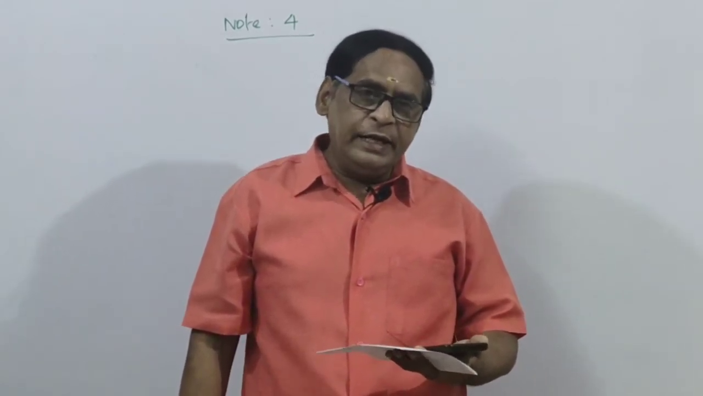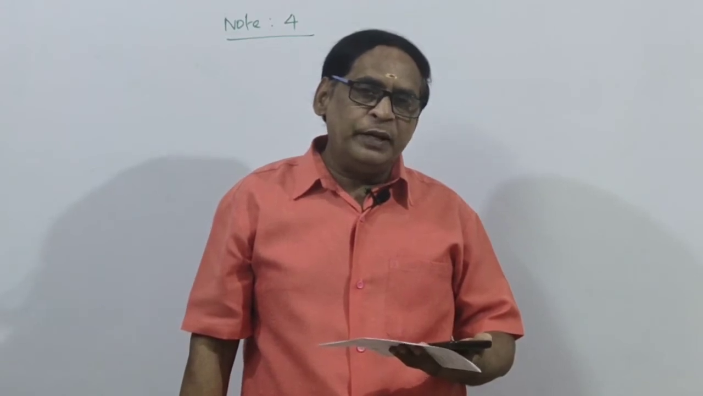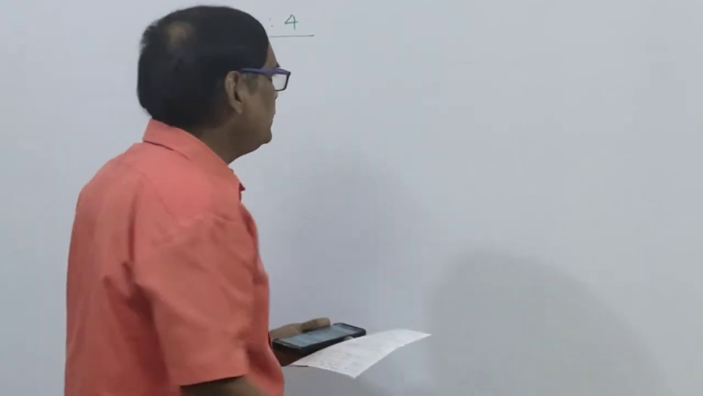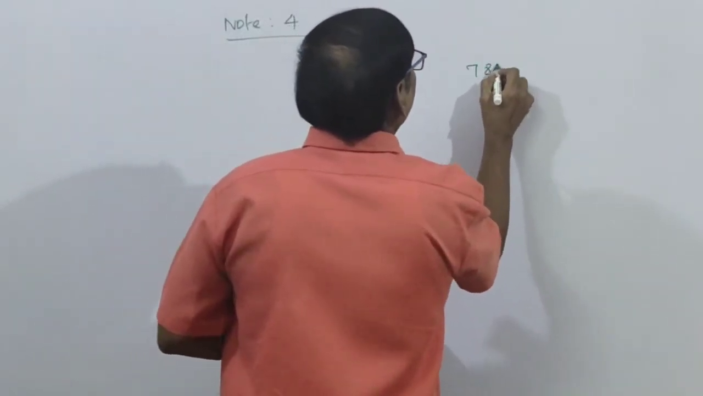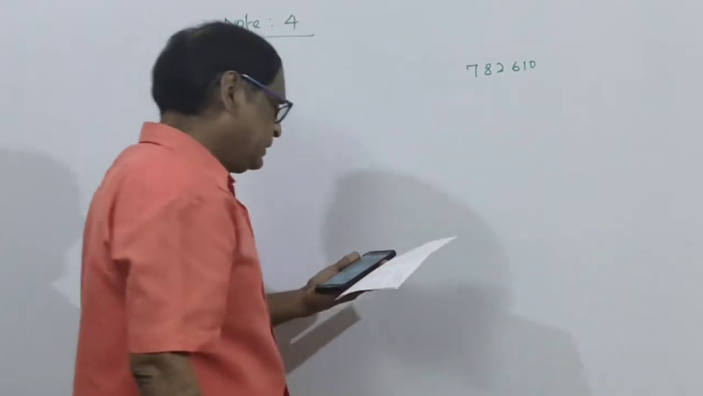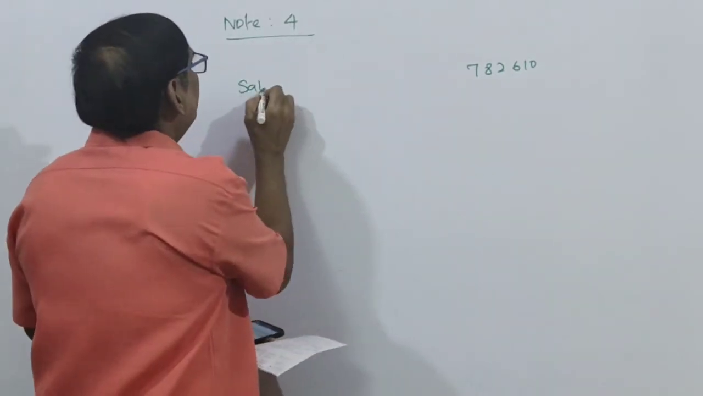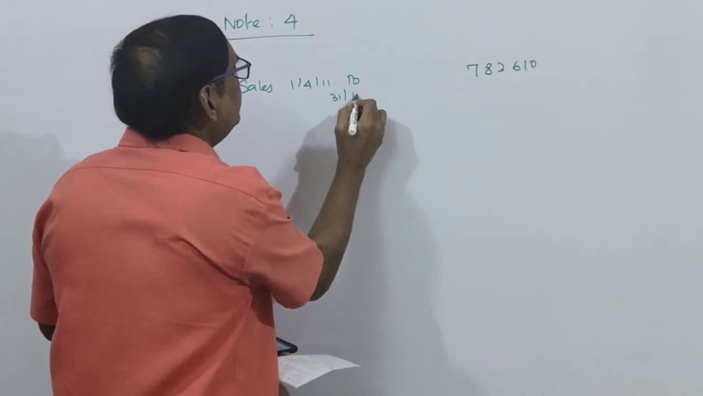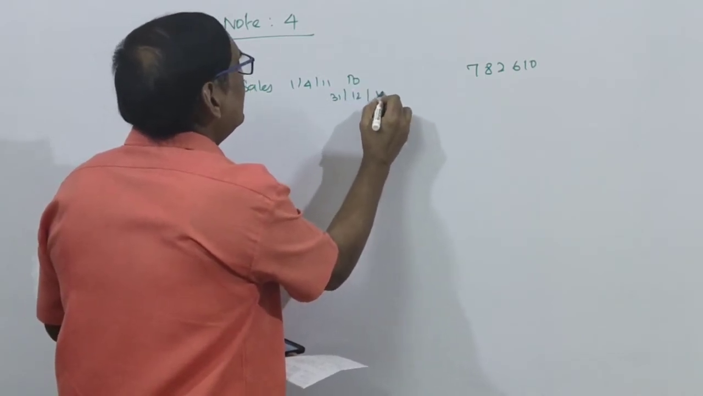Now let us prepare the adjusted annual turnover. We already have figures relating to the period of 9 months in the previous year, I mean 1st April 2011 to 31st December 2011. We had already found it. That figure comes around 7,82,610. So this is the sales for the period 1st April 2011 to 31st December 2011.